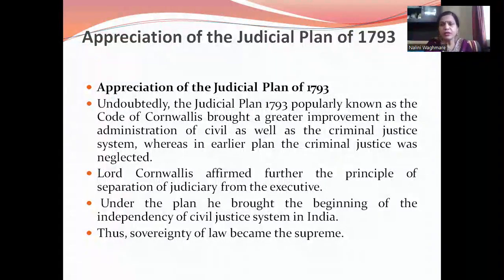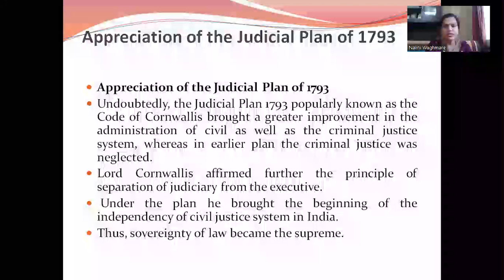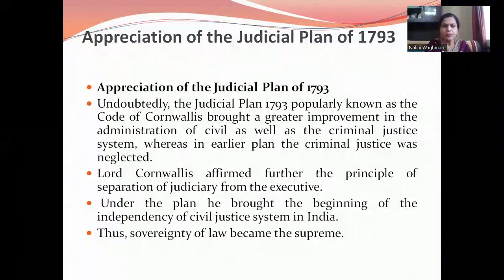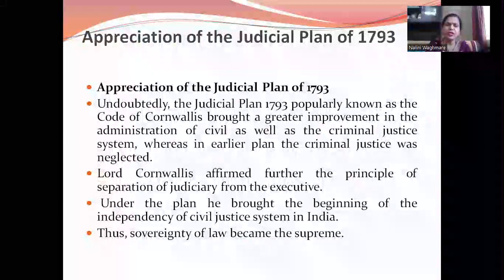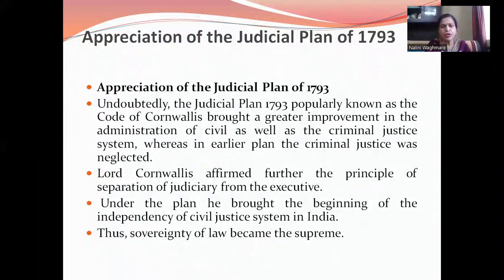Then what were the good points we found in this Judicial Plan of 1793? First, merits, then later on we find demerits also. Undoubtedly, the Judicial Plan 1793, popularly known as the Code of Cornwallis, brought a greater improvement in the administration of civil as well as criminal justice system. Whereas in the earlier plan, criminal justice was neglected, but in the Cornwallis plan, it was considered.